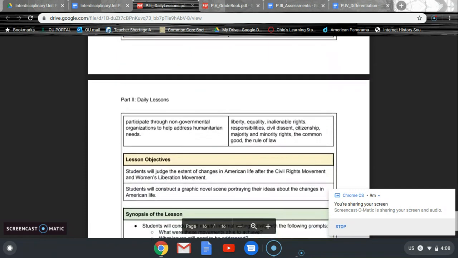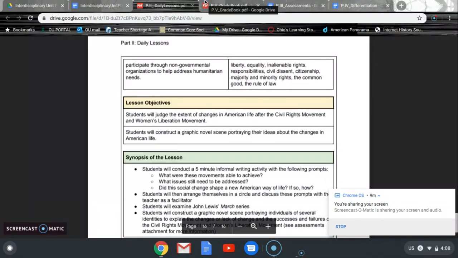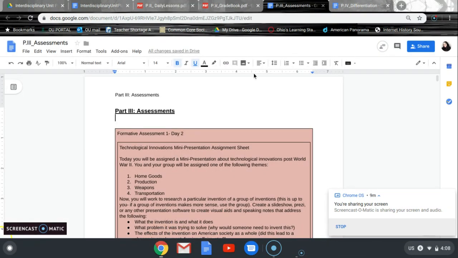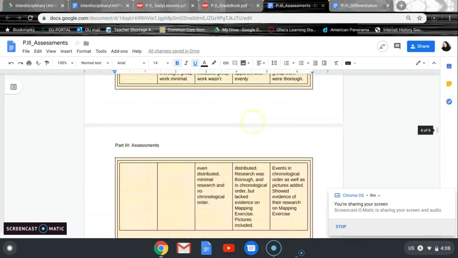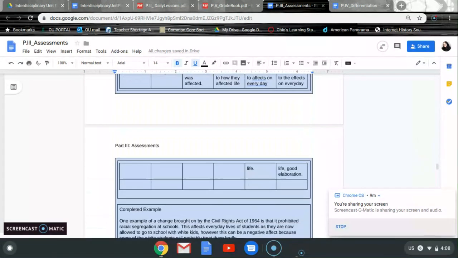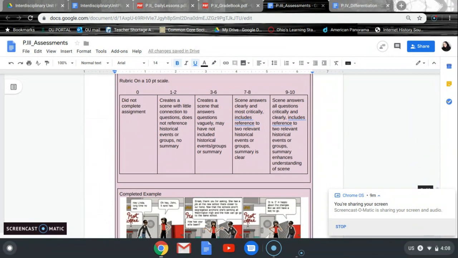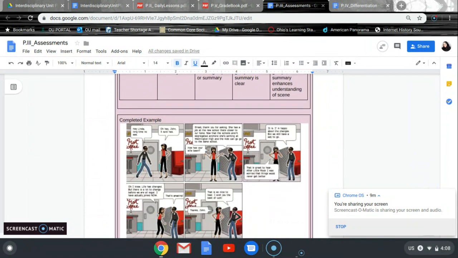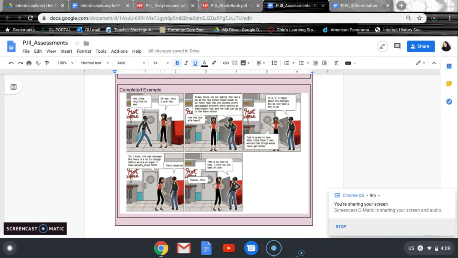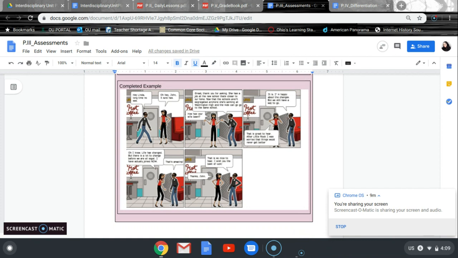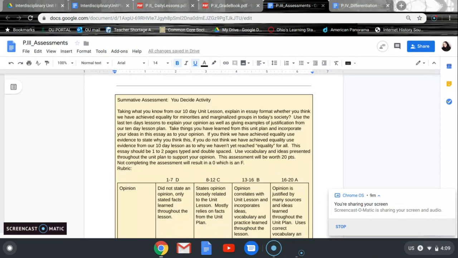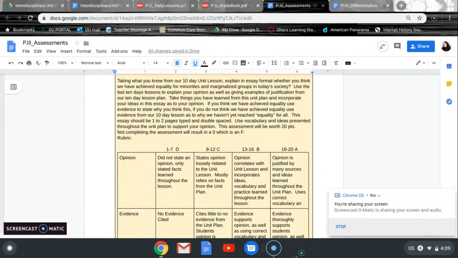So that's when that formative assessment comes into play, when they're doing a graphic novel. And I think the really cool thing is that the graphic novel works really well moving into the summative assessment. In this graphic novel, they're asked, did the American way of life change or not? And then give some justification with some historical evidence. And then in day 10 with their summative assessment, they're answering that question, but with more detail and with more evidence to justify their argument.